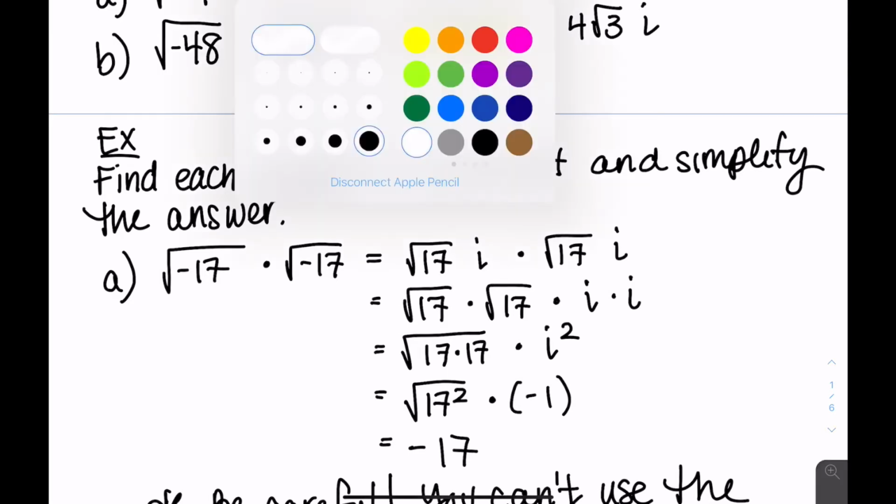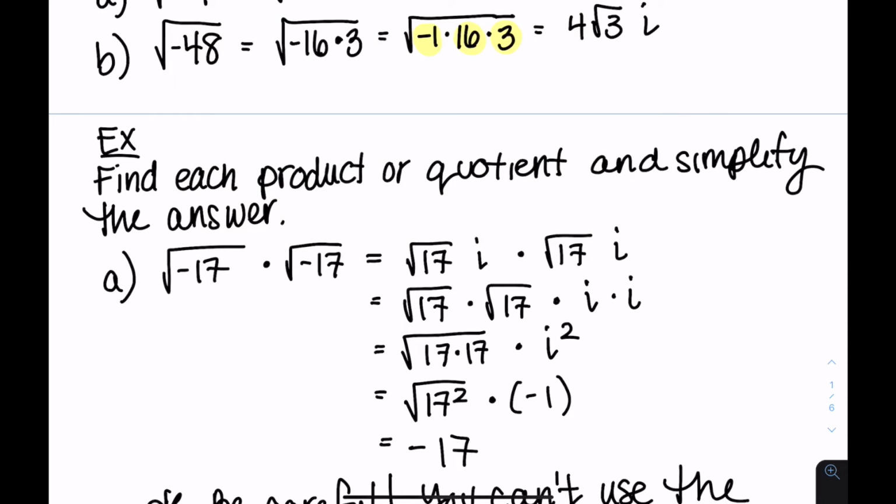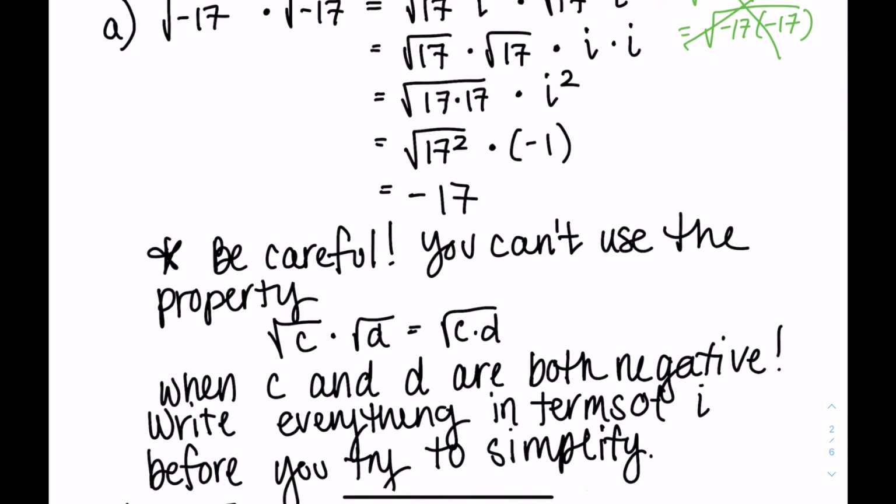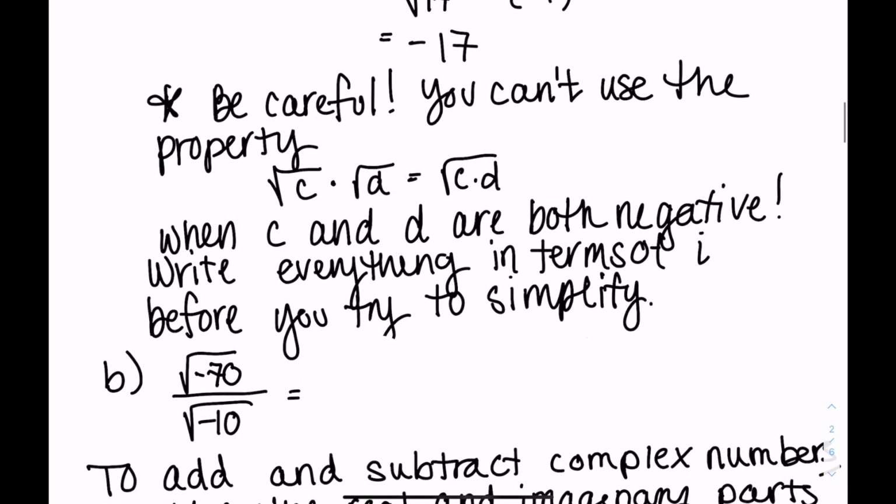So you have to be careful when you go through this process. You don't want to apply the same thing you did before. You don't want to immediately pull these under a radical and do -17 times -17, because those minus signs would end up disappearing and you now no longer have complex numbers involved. So just be careful with these types of problems, okay? You can only use this property if they're both not negative. If one's negative and the other is positive, it's perfectly fine. But the best thing you can do is write everything in terms of i before you go through simplification.